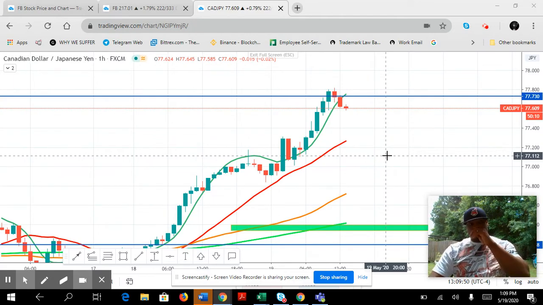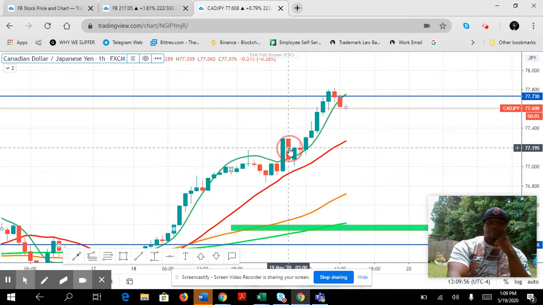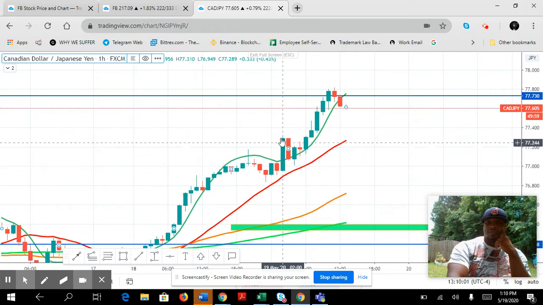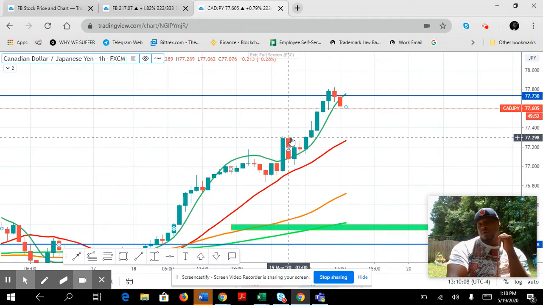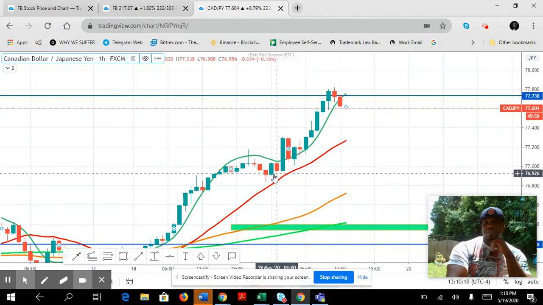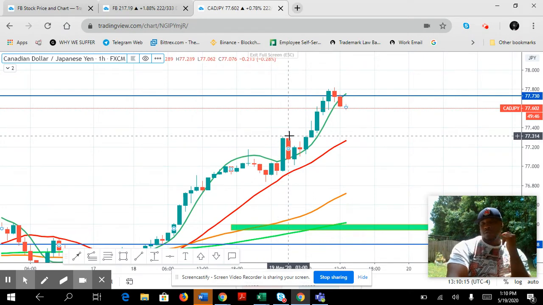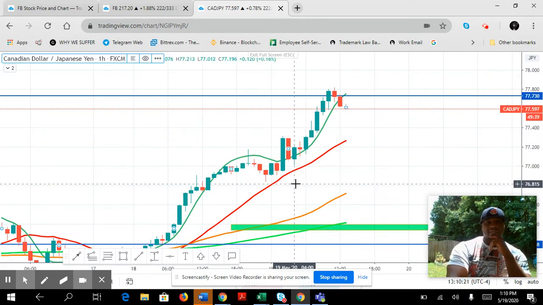All right. So we're on the Canadian dollar, Japanese yen. I was looking to take this trade earlier today. We had a nice little bullish candle that formed, and then we hit some resistance. Remember, resistance is when price turns around at the top. When price turns around at the bottom, that's support. Also remember the rules: when resistance is broken, it becomes a new support. When support is broken, it becomes a new resistance. All right, so let's get to it.